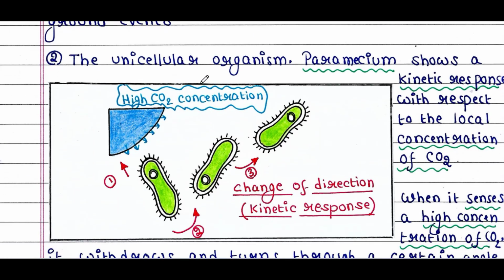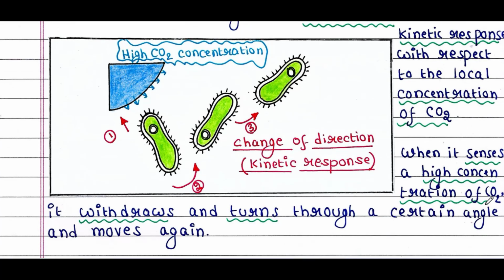Example 2. The unicellular organism Paramecium shows a kinetic response with respect to the local concentration of CO2. When it senses a high concentration of CO2, it withdraws and turns through a certain angle and moves again. So here you can see this Paramecium was moving toward west, but here it senses high CO2 concentration. It turns and changes its direction toward east. In this way, our sensory filtration works.